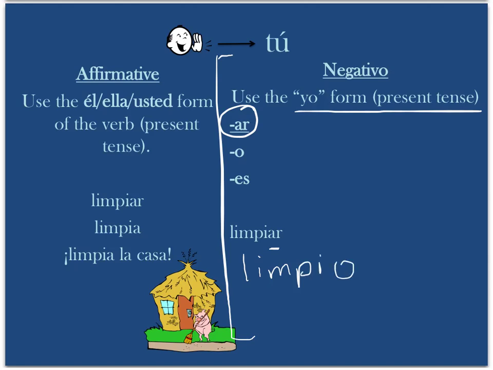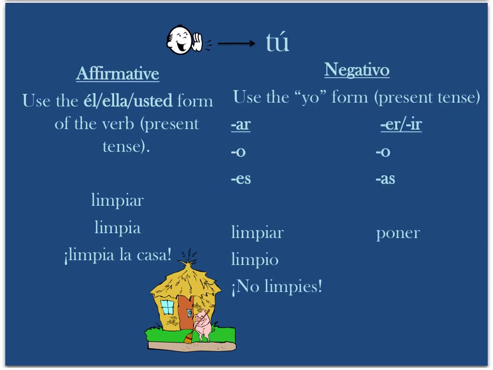Now, if you notice, the yo form is always going to have an O, but we're actually going to cross off that O. And when we cross off that O, we're going to add this ending. So the ending for AR verbs, the imperative negative tú command, that's a lot to say, is ES. And what we end up with is limpies. So if you see it now a little more cleaned up, it's actually no limpies, don't clean. In order for us to make it negative, it goes from limpia to limpies.